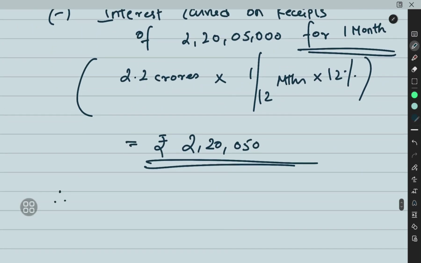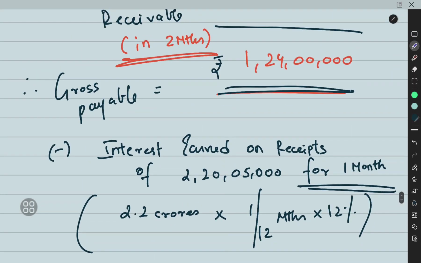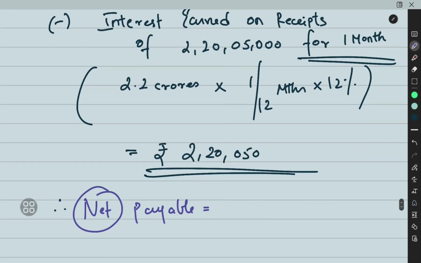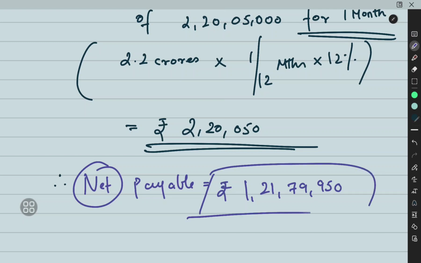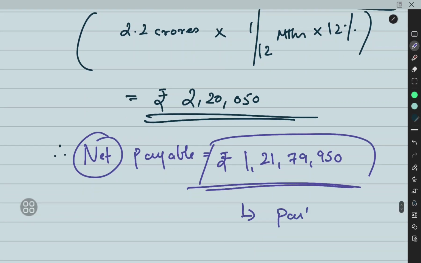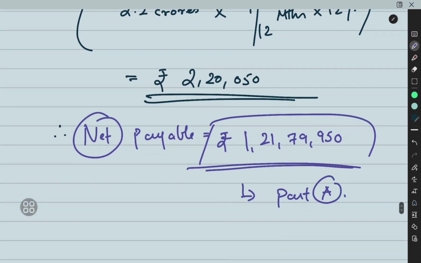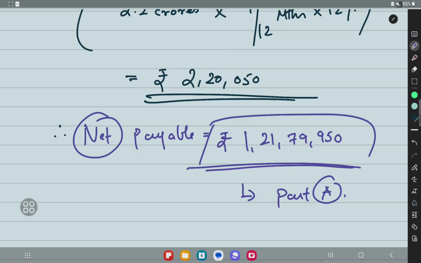So therefore net payable is equal to 1.24 crores minus the interest, which comes up to 1 crore 21 lakh 79,950 rupees. This is my final answer for part A. Okay, this is part A. Now let's go to the study material itself and see.